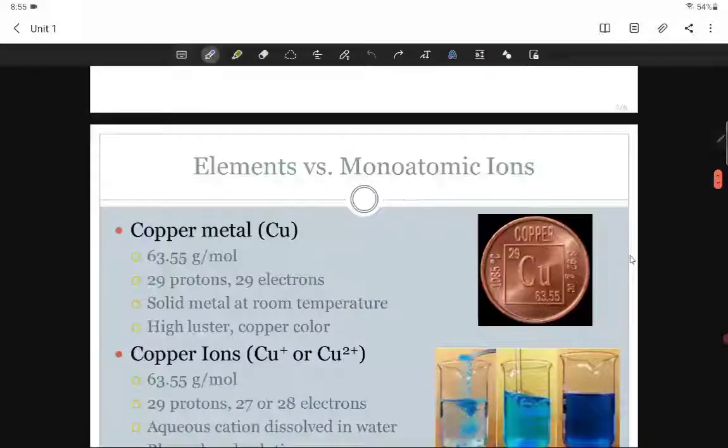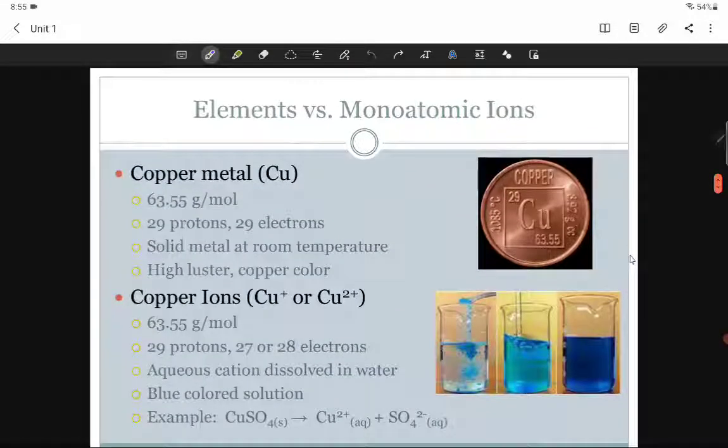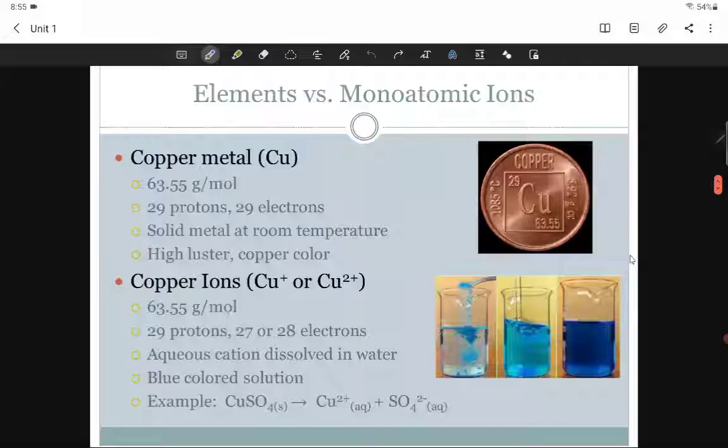I know that in the past, many students have had trouble with when we should write an ion and when we should write a non-ion, an elemental form. So copper is like a copper penny, like an old pre-1982 penny is mostly copper. And then copper ions, I have a picture of copper +2 ions, are blue when they're dissolved in water. So very, very different.